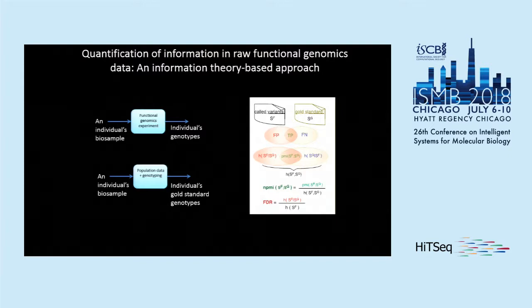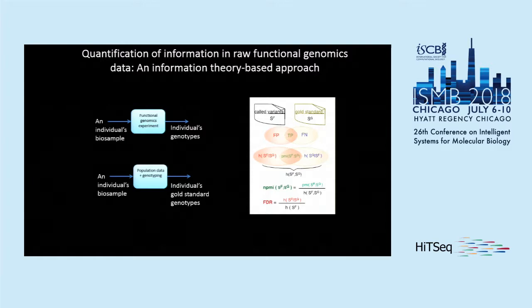If you already know this individual's genotypes, then you have a gold standard. And you can look at the gold standard genotypes and intersect them with the genotypes that you get from the functional genomics experiments, and then quantify the information in that intersection, which is called the pointwise mutual information. And then you can tell, with respect to this gold standard, how much information this experiment is leaking.